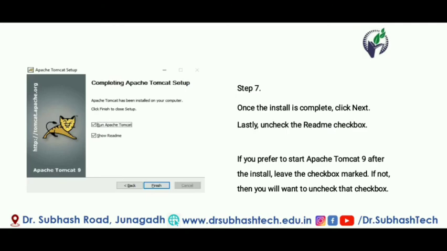At step 7, you just have to click on the Run Apache Tomcat and Show README checkboxes. Then finish. If you prefer to start Apache Tomcat 9 after the install, leave the checkbox marked. If not, you will want to uncheck the checkbox.